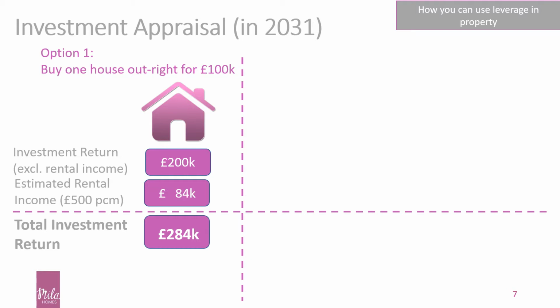However, looking at rental income actually makes quite a big difference. So if you look at option one, an investment return, as we've said there, we've got £200,000 excluding rental income. And the estimated rental income at £500 per calendar month would be 84,000 across that 14-year period. Quite a lot of money. And the total investment return then is 284,000.